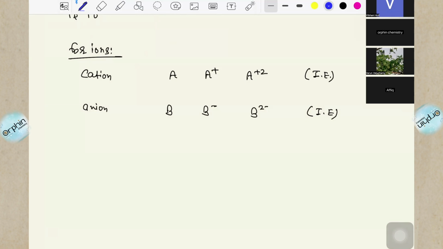Vibhani? A plus 2, A plus and A. A plus and then A. And Ruba? Ruba is not there. Why Ruba is not there?